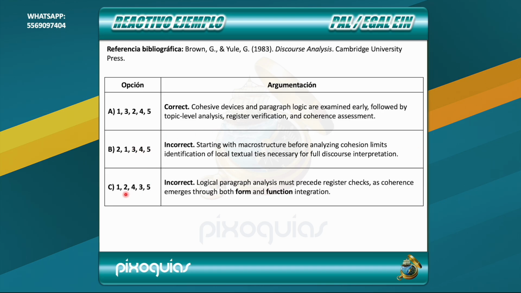B is incorrect and also C because starting with macrostructure before analyzing cohesion limits identification of local textual ties necessary for full disclosure in discourse interpretation. And logical paragraph analysis must precede register checks as coherence emerges through both form and function integration.